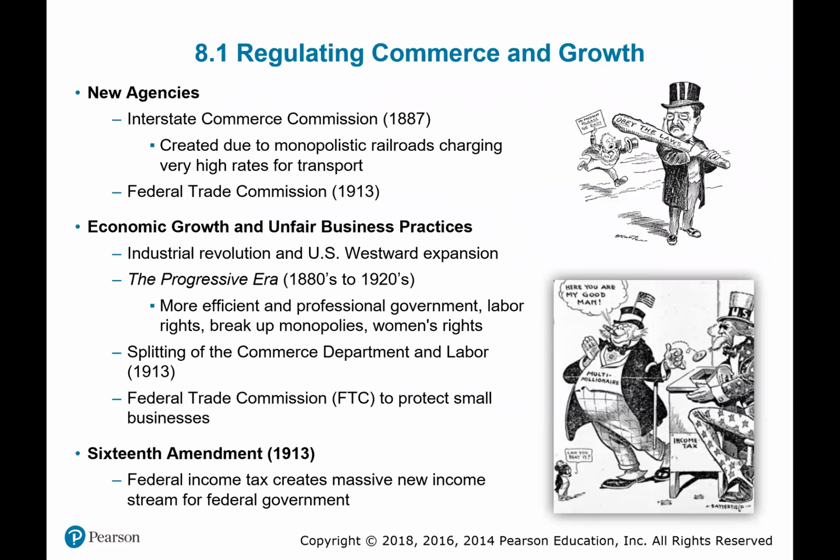So as the United States was growing, expanding west, you have the federal government growing tremendously. New agencies started to form. One of these was the Interstate Commerce Commission, and that was in 1887. And this was created due to railroads having monopolies on transport.